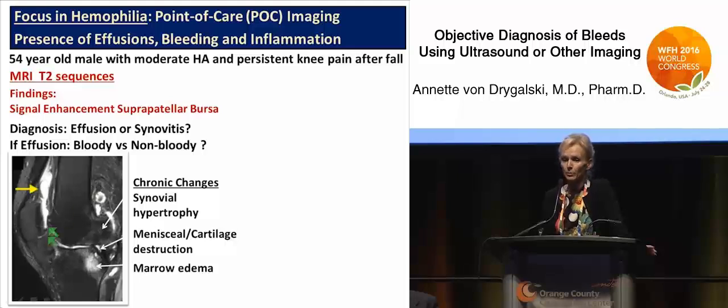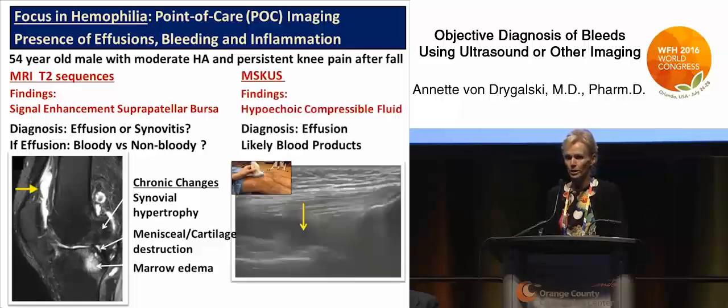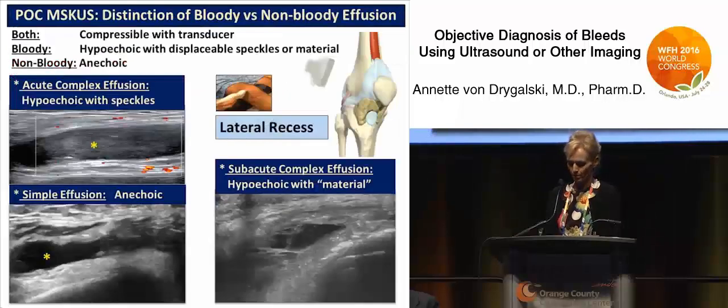Then, obviously, we have a number of other chronic changes in this MRI, such as synovial hypertrophy, cartilage destruction, and marrow edema. They are all important findings, but for our point-of-care focus of the day, they might not be important.